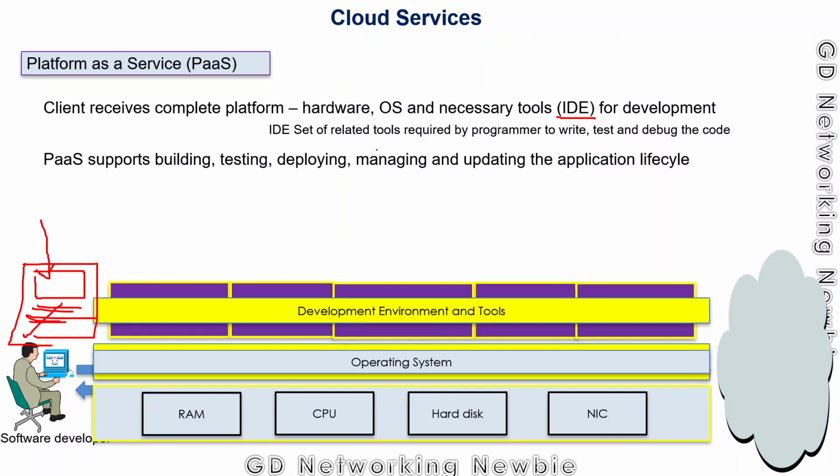And platform as a service supports the complete life cycle, where we have building, testing, deploying, managing, and updating the application, any specific application life cycle. So we not only build it, but we also test that code, then we deploy that code, and then we update. All these environments and requirements can be fulfilled by the cloud service provider.